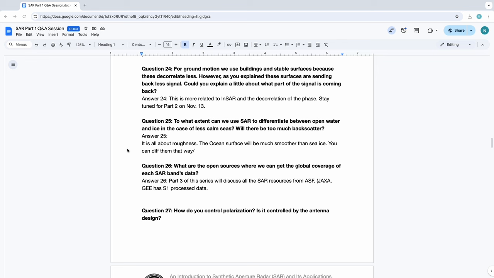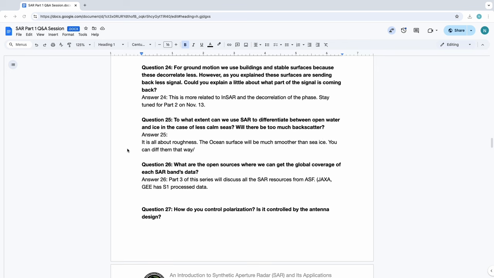Question 24, for ground motion, we use buildings and stable surfaces because these decorrelate less. However, as you explained, these surfaces are sending back less signal. Could you explain a little about what part of the signal is coming back? I think this is more of a question on InSAR. When you're talking about decorrelation, this is more of looking at the phase and the decorrelation of the phase. And this is something that we will talk about in the next session, session number 2.